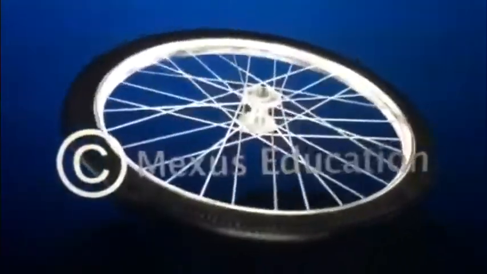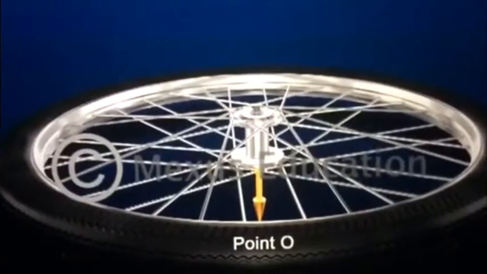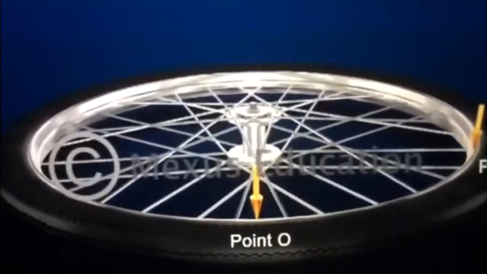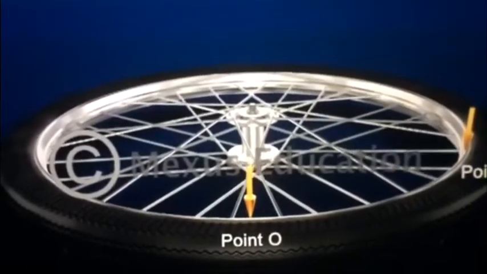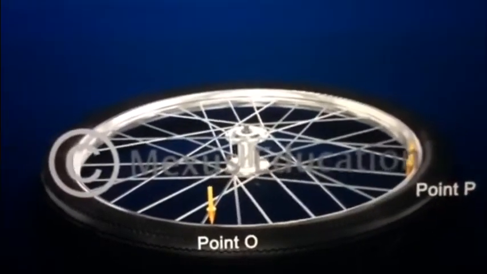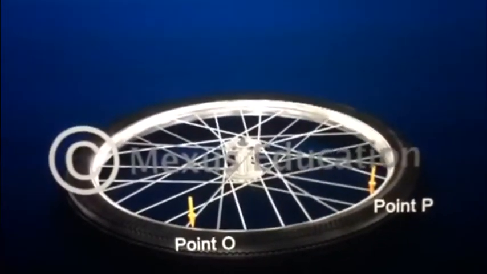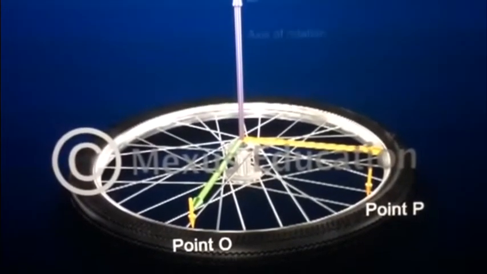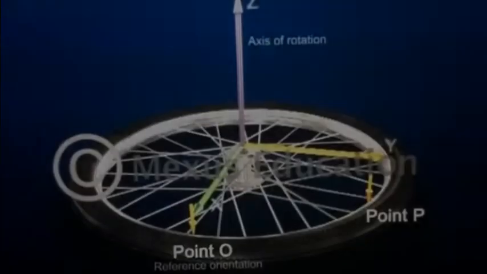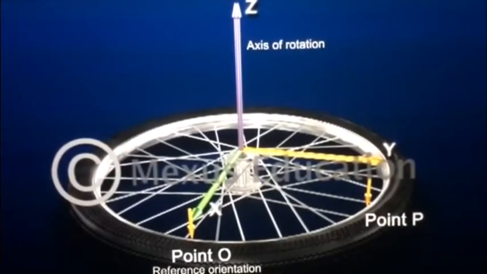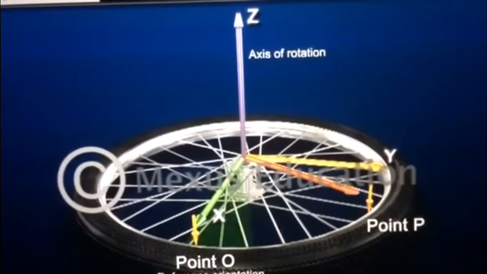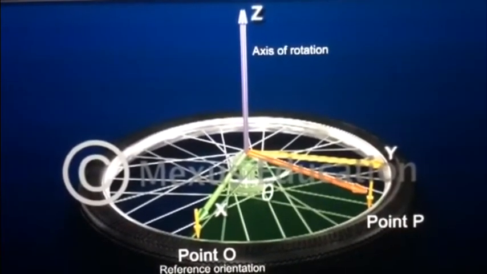We can take a wheel and mark a point O on the rim of the wheel as the reference orientation. This is the point from which the wheel changes its angular position. As the wheel rotates, its angular position constantly changes and is relative to the reference orientation. Angular displacement measures how far the wheel is rotated from its reference orientation. This is the angle formed between point P and the reference orientation O.